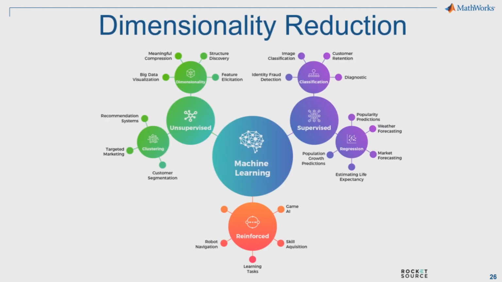We are now going to switch to talking about dimensionality reduction. And so, if you remember our big picture, we're going to talk about this branch here, where you can see some names like meaningful compression, big data visualization, structure discovery, and so on. So they are all applications or subfields of dimensionality reduction that can be interesting.